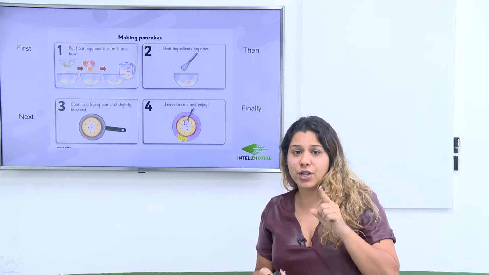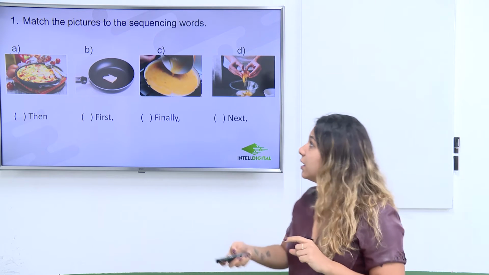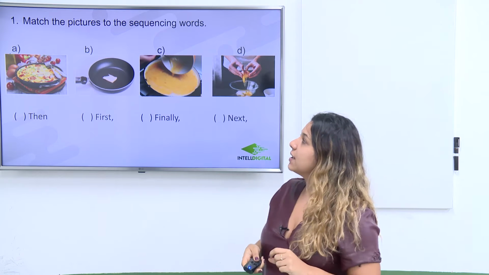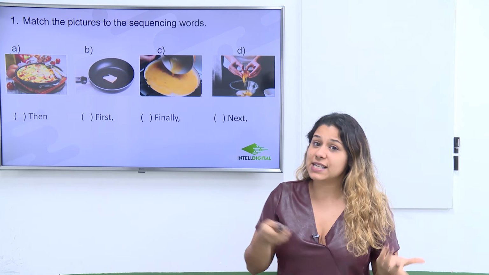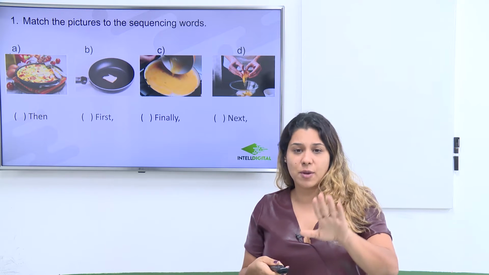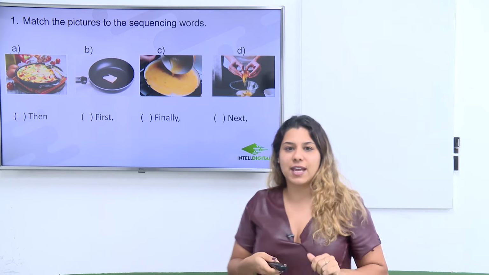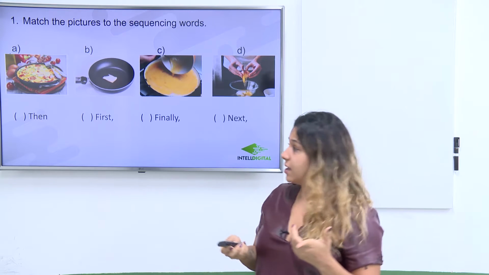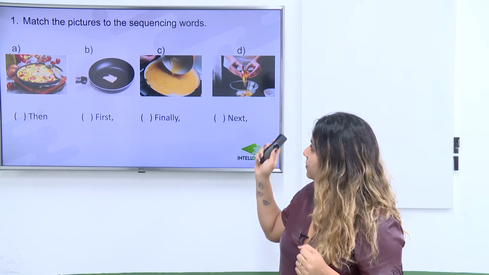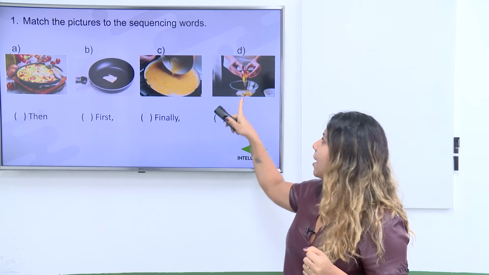Okay, now you're gonna do an exercise like this one. Okay, you must match the picture to the sequence in words like you just did with the pancakes, now with the omelette, okay? So stop the video, do it, and then I give you the answer. Now you did the exercise. So, which one is the first step?